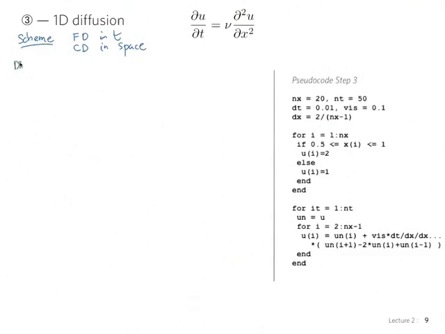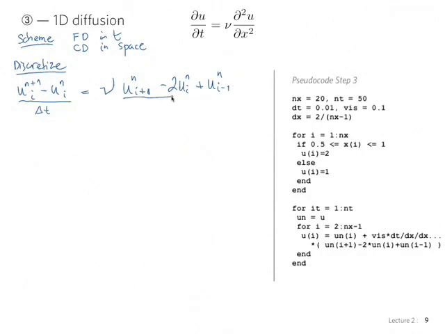So discretize, as before. We have our time discretization as u_i^{n+1} minus u_i^n divided by delta t. That is equal to nu, and we have our central difference that we've just derived: u_{i+1}^n minus 2 u_i^n plus u_{i-1}^n, all divided by delta x squared.